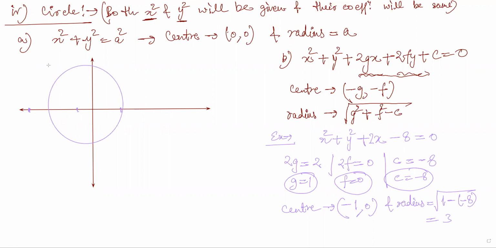Now, the graph will be similar to this. This is minus 1, comma 0. This is 2, comma 0. The distance is 3, remember. And this should be minus 4, comma 0. So the graph of x square plus y square plus 2x minus 8 will be something like this. Right?